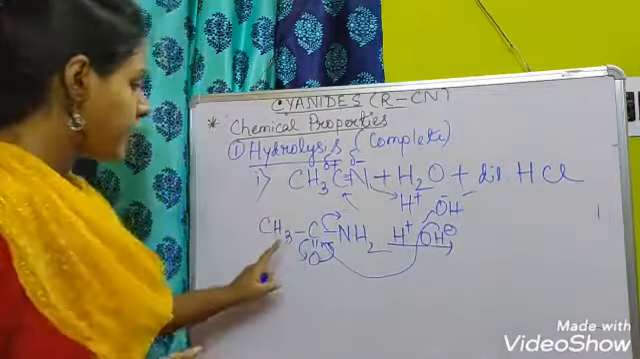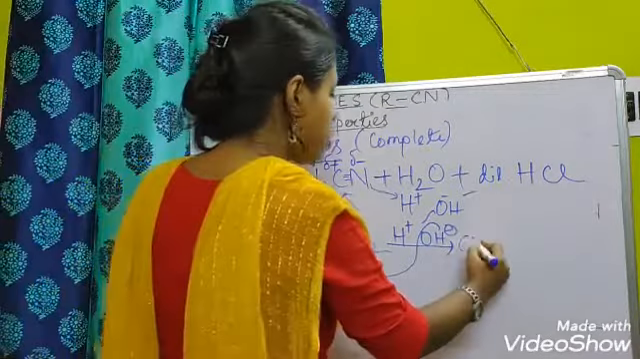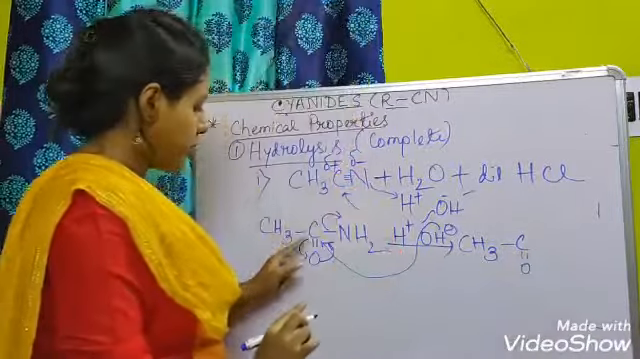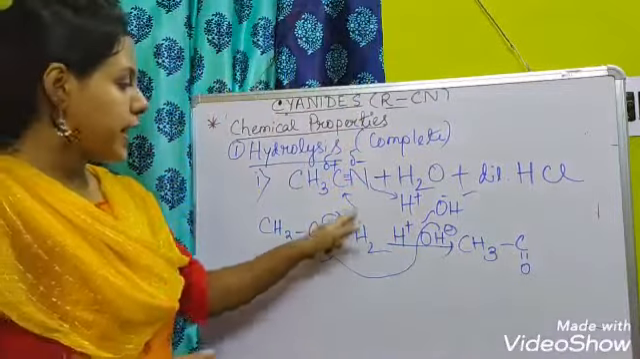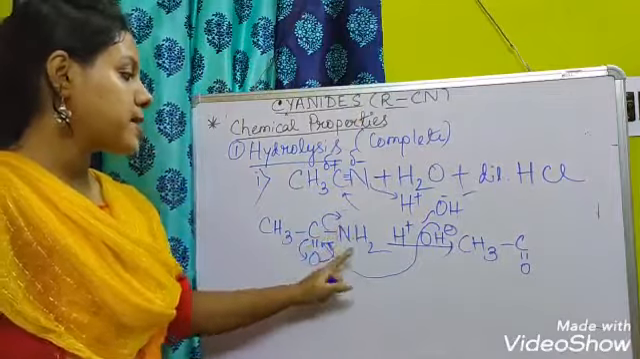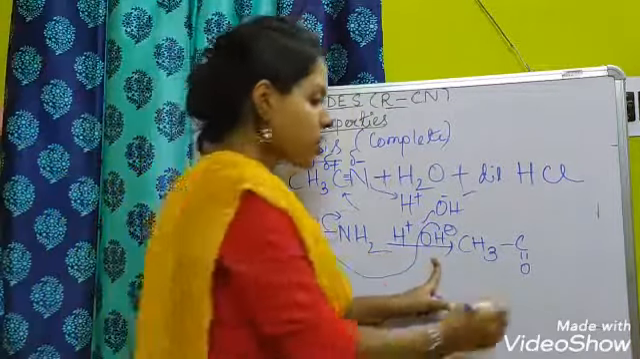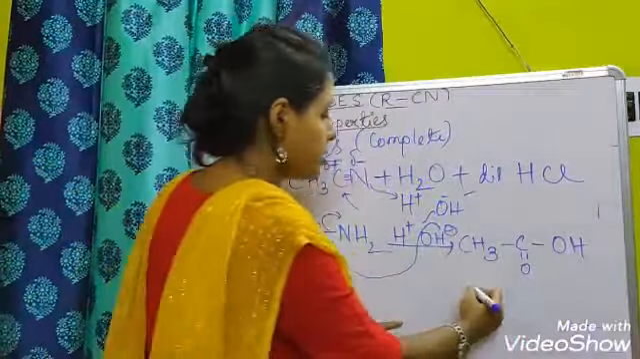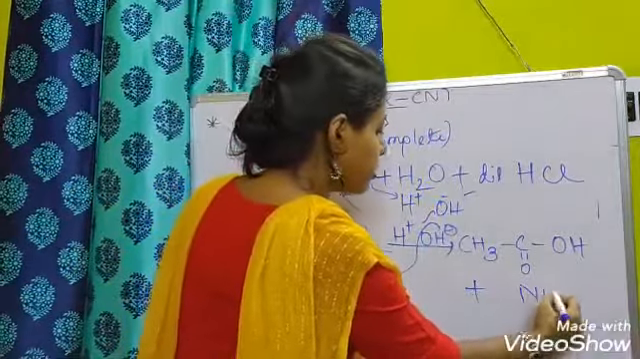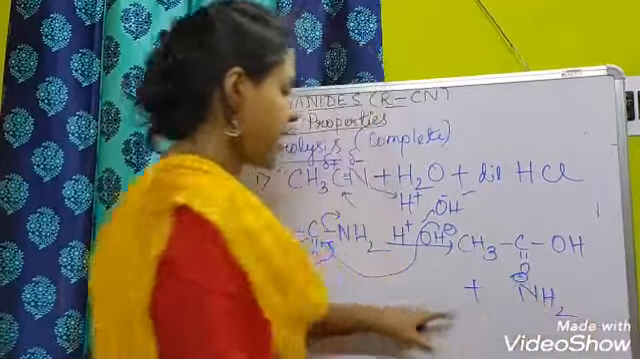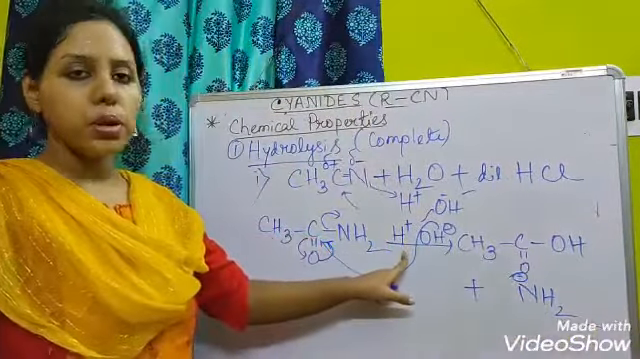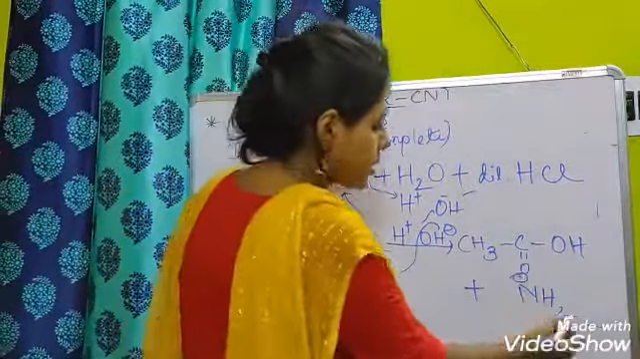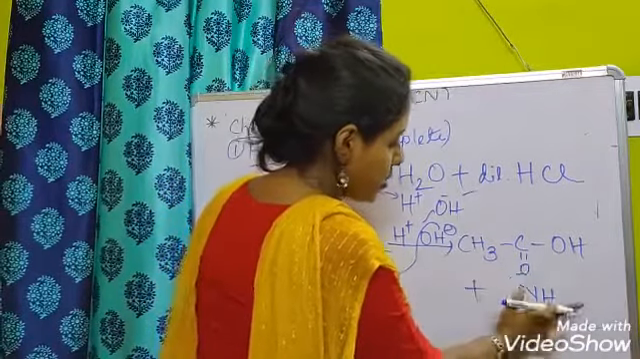So what will happen here? There will be the formation of a new bond, double bond oxygen. This will be the same, just this NH2 group will be replaced by the OH, like a substitution reaction. This NH2 will make NH2 minus ion, and this NH2 minus will add to the hydrogen, H plus. That means that will form NH3.